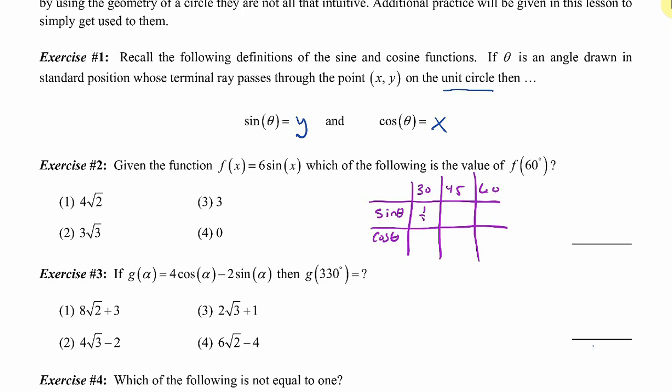Sine of 30 is a half, radical 2 over 2 for the sine of 45, radical 3 over 2 for the sine of 60, and then the nice thing about cosine is it's the same values but backwards.